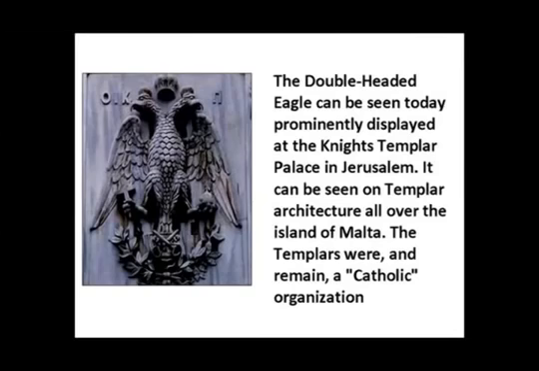Well, is it a double-headed eagle, perhaps? This double-headed eagle can be seen today prominently displayed at the Knights Templar Palace in Jerusalem. It can be seen on Templar architecture all over the island of Malta. The Templars were, and remain, a Catholic organization.